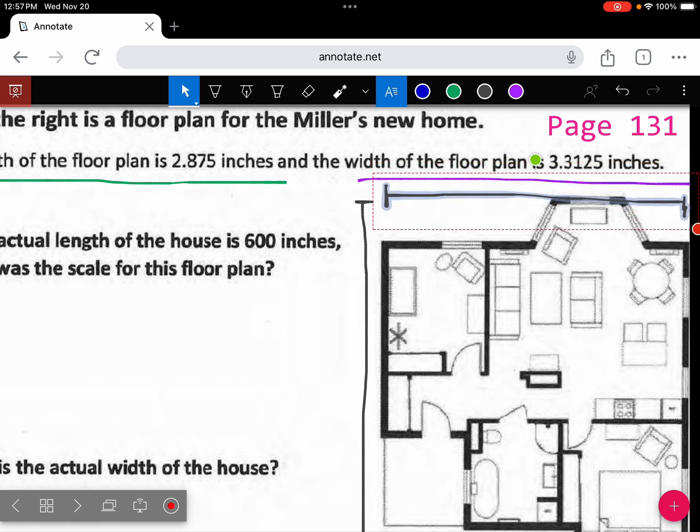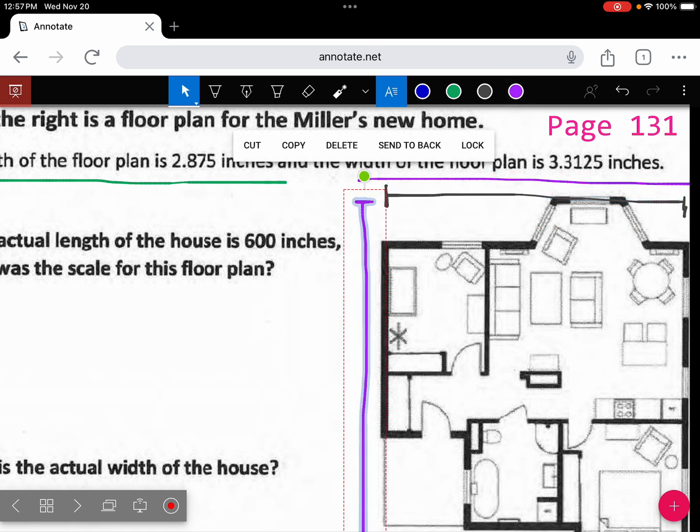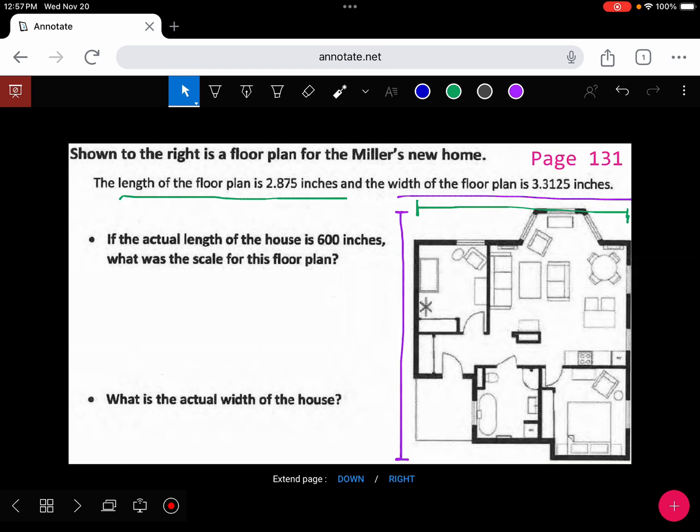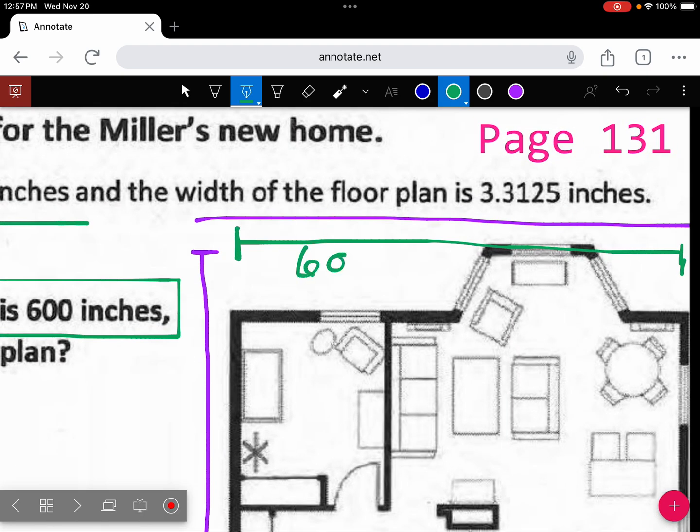All right, so which one of these dimensions is more than 3 inches? Is it the up and down or is it the side to side? Up and down. So they're calling this one the width and this one the length. And what we know is that the actual length of the house, so the green piece, is 600 inches. So this guy is in real life 600 inches.